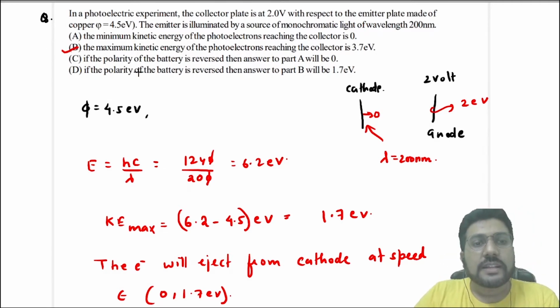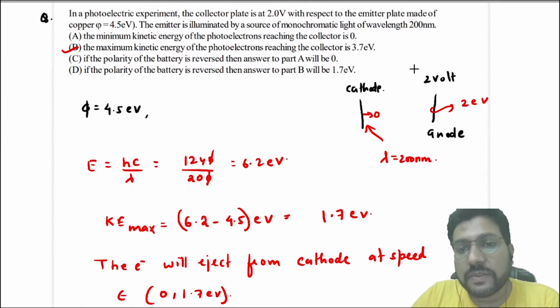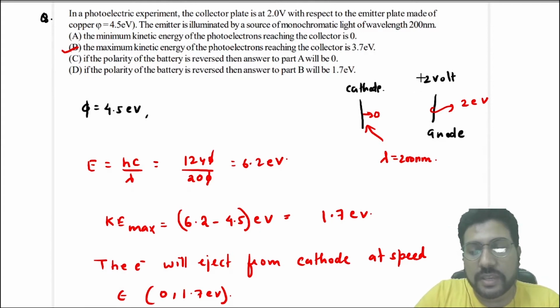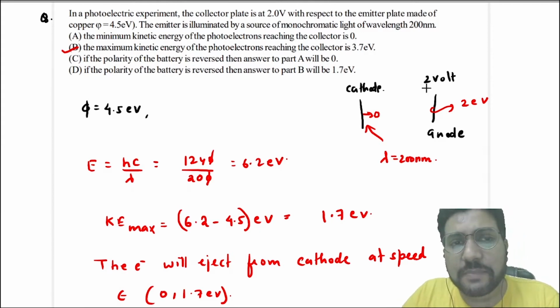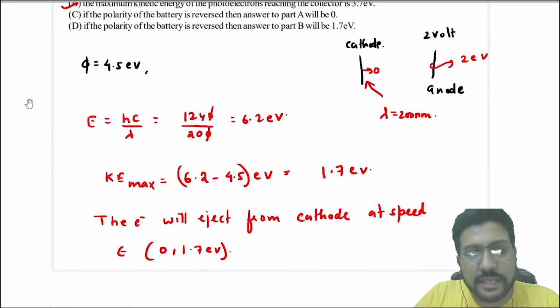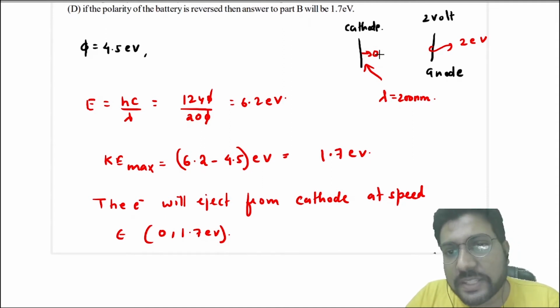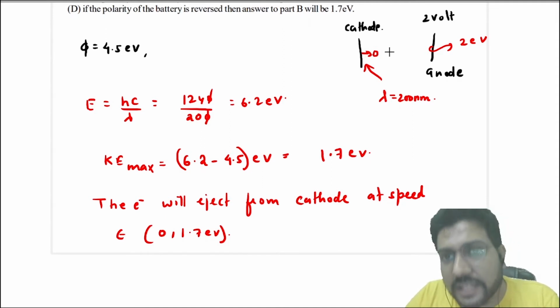Now if the polarity of the battery is reversed, this becomes the retarding potential. If this is the retarding potential, in that case, even if the electron comes out with 1.7 electron volt, it will still stop somewhere here.